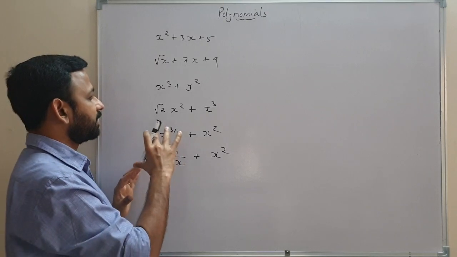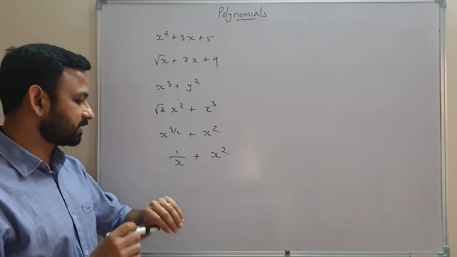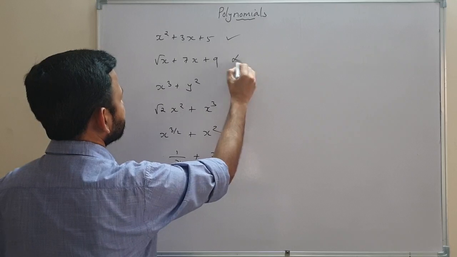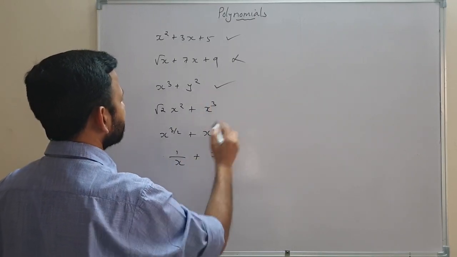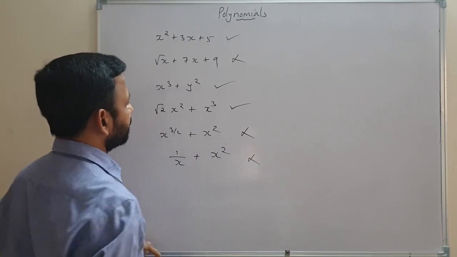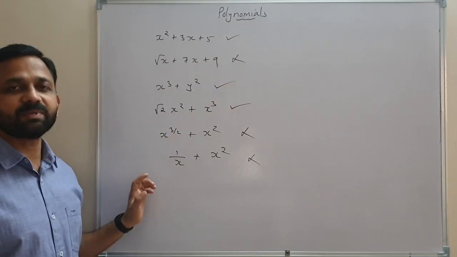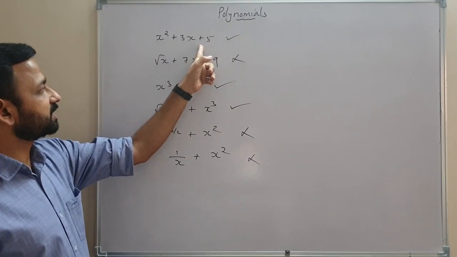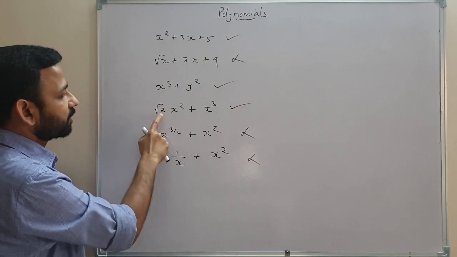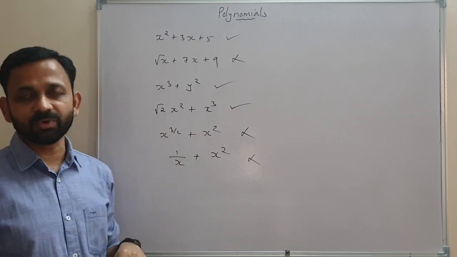And out of these algebraic expressions, some of them are polynomials. So here, the first one is a polynomial. The second one is not a polynomial. This is a polynomial. This is a polynomial. It's not a polynomial. This is not a polynomial. So these all expressions are algebraic expressions, but the first one is a polynomial, the second one is not, the third one is a polynomial, the fourth one is not, this one is not a polynomial, and here also not a polynomial.